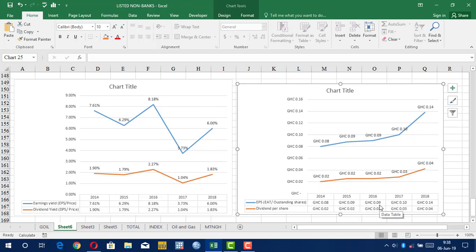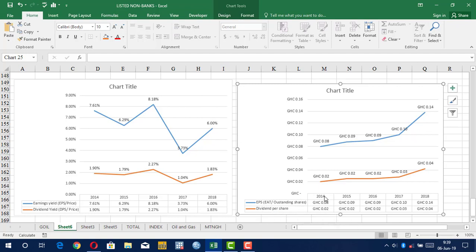In 2015, it increased to 9 pesos. In 2016, it maintained the 9 pesos. In 2017, it increased to 10 pesos, and in 2018, it went as high as 14 pesos. Now you can see that if the company does not do anything to its outstanding shares, it is the earnings after tax, or the net profit, that will have a great impact on the earnings per share. Now let's look at the dividend per share as well.